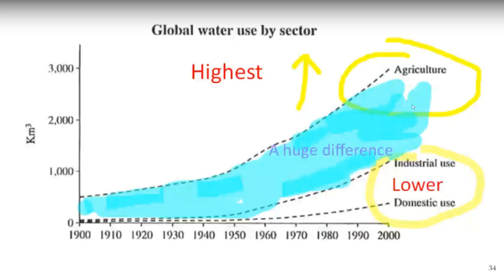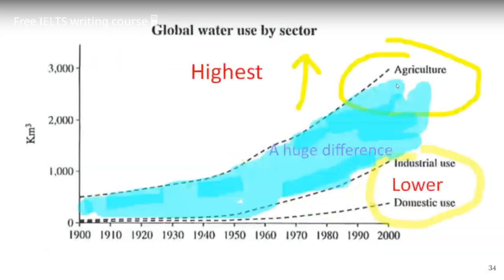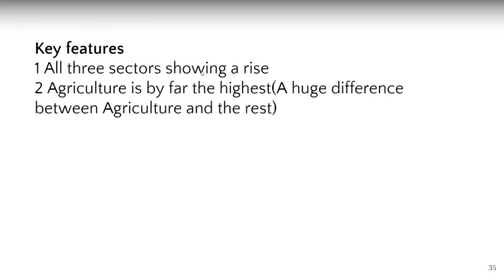So now we can make 2 key features. The first key feature is all of them are rising. Yeah? And the second key feature will be this highest point. So agriculture is the highest in all countries. So these are two key features. So we can say all three sectors show a rise, and agriculture is by far the highest. And there's a huge difference between agriculture and the rest of the industries.